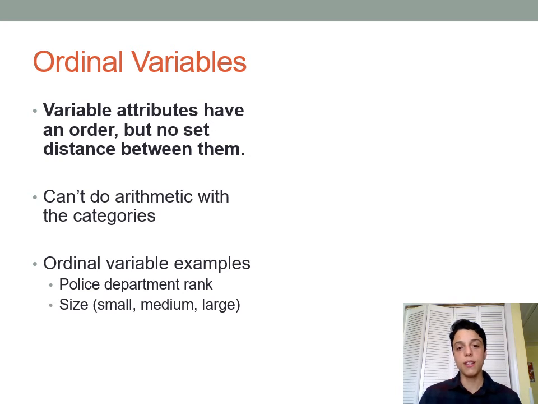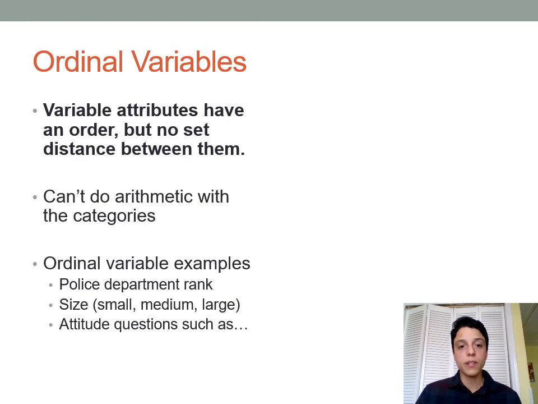Same thing with something like drink size. So if you've gone to a restaurant, sometimes they have a really small drink, they have a medium drink that's a little bit bigger, and then they have a large drink that's like the size of a small child. And so in that case, you would definitely be able to put those in order from least to most, but there wouldn't necessarily be the same amount of distance between them. Your small and medium drinks might be more similar to each other, whereas your large drink might be a lot different.